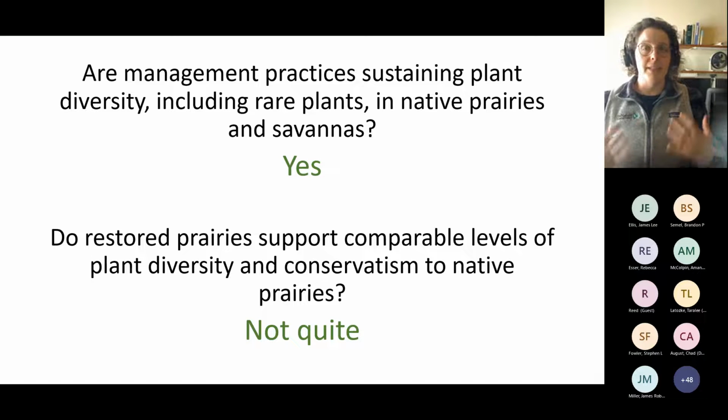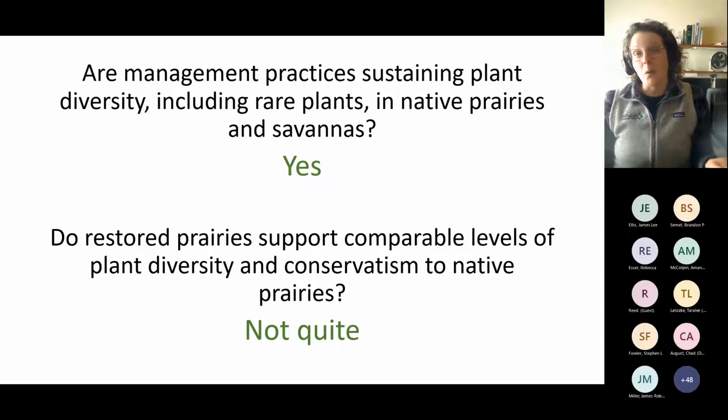Yes, absolutely. We're seeing that those communities are maintaining their diverse nature. In some cases, they're increasing. That restoration work is working. And in our reconstructions, we're seeing that as well, that we're recruiting native species and rare native species into those communities. Our secondary question: do restored prairies support comparable levels of plant diversity and conservatism to native prairies?